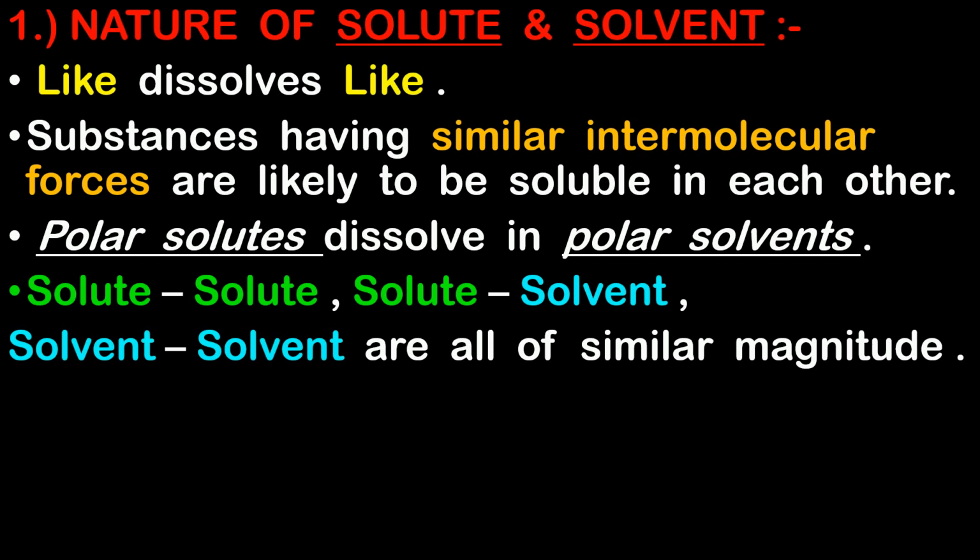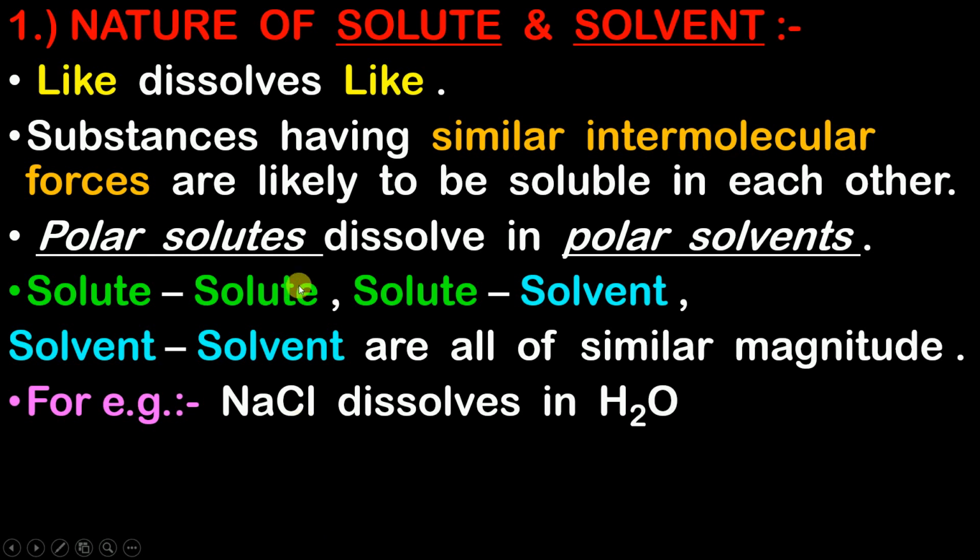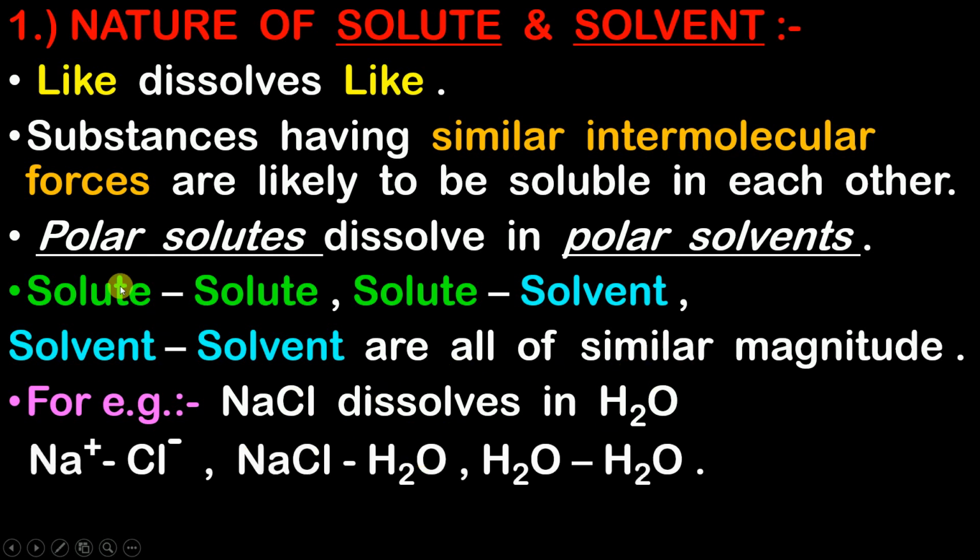Okay, let's understand this with the help of an example. Let us consider that NaCl dissolves in H2O. When NaCl dissolves in H2O, see, there is a solute-solute interaction, which means an interaction between a Na+ ion and the Cl- ion of the solute, and there is an interaction between the solute, that is NaCl, and the solvent, that is H2O.